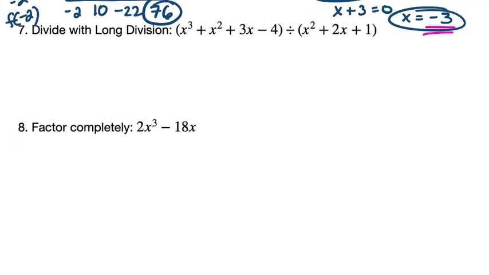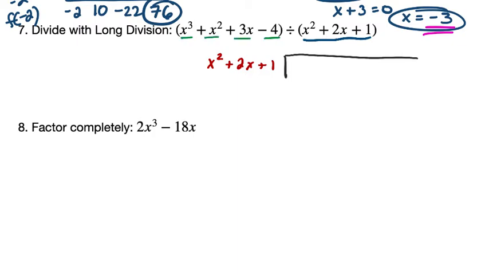So let's go ahead and do this long division problem. This is our divisor right here. We're dividing by that, so that goes on the outside of our division box. And then inside goes what we're dividing into, our dividend. So it's an x cubed, an x squared, an x term. So we got all our terms. So there's the setup.